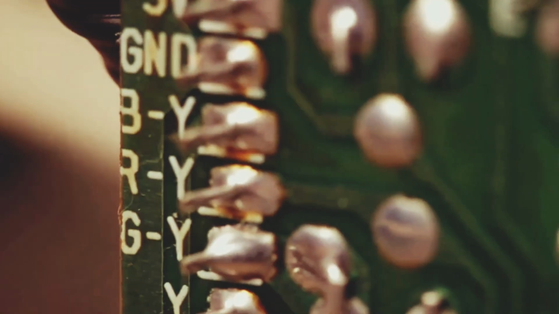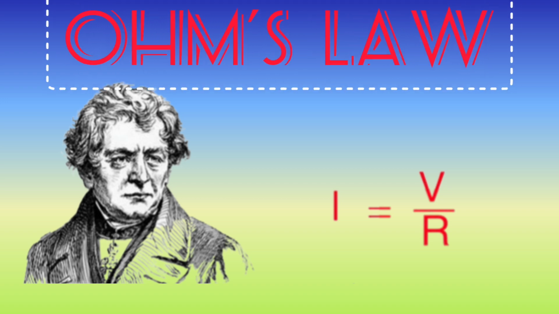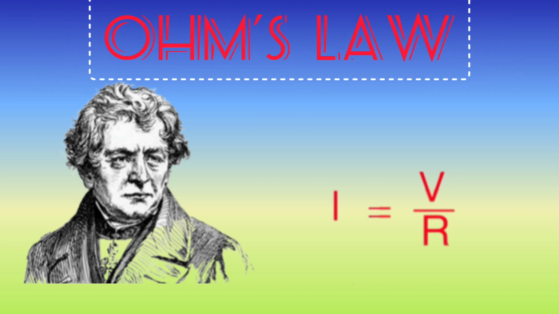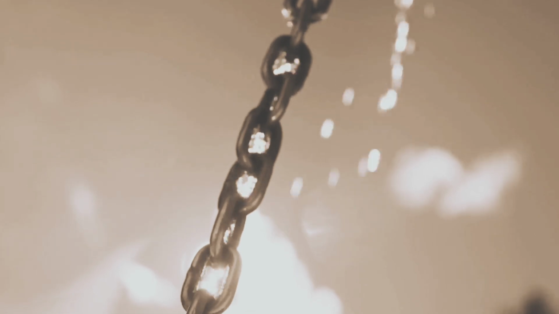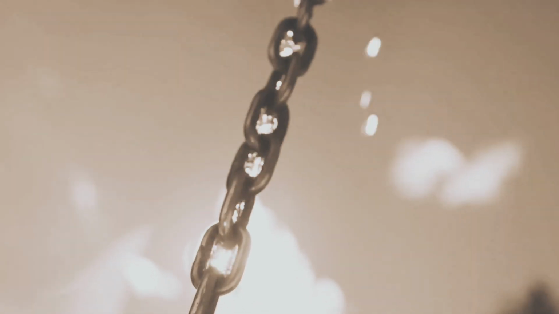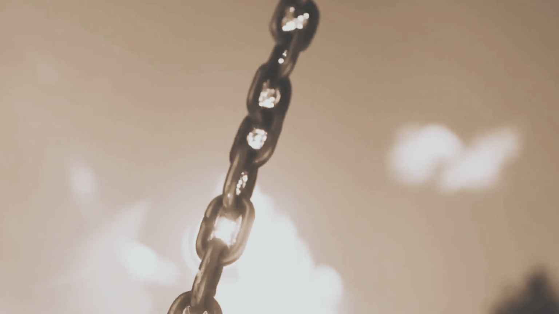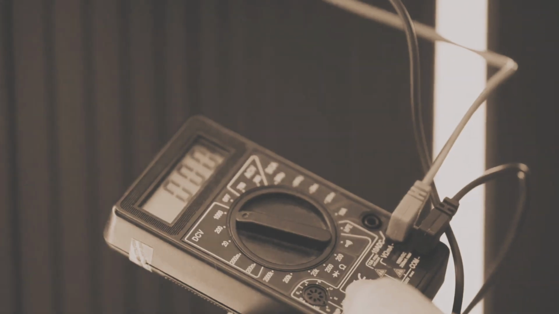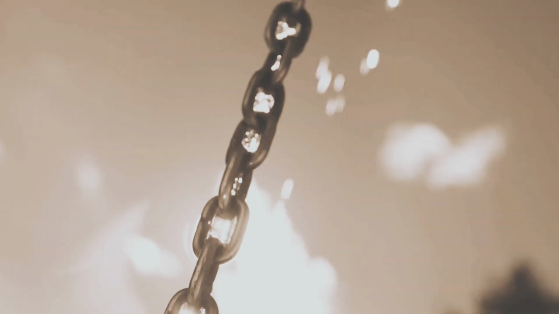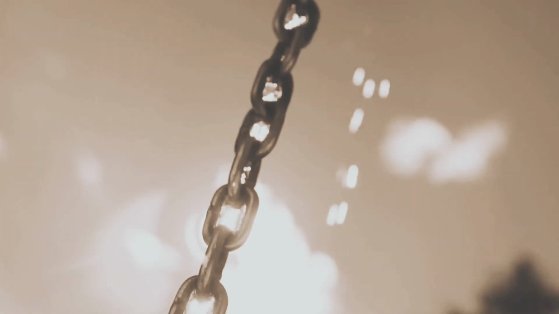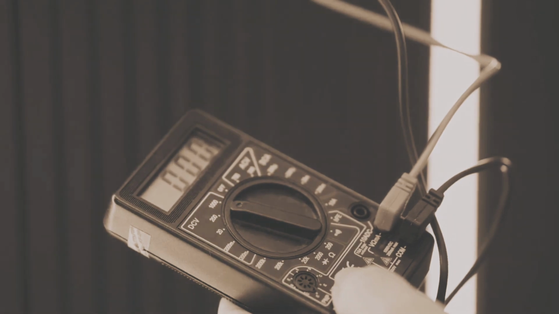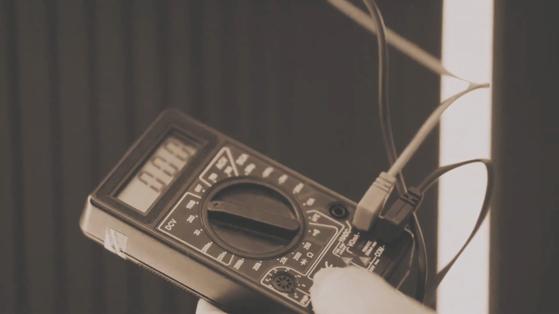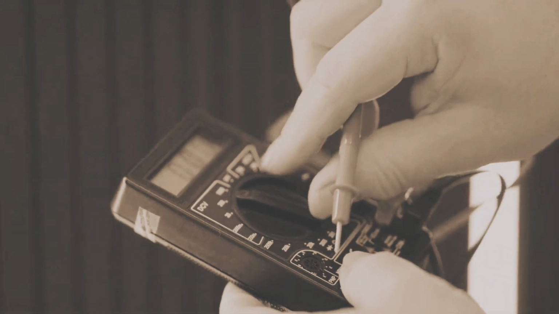Now, all of this talk about flow and direction brings us to a fundamental law in the world of electricity: Ohm's law. Named after the German physicist Georg Ohm, it's a rule that helps us understand how voltage, current, and resistance are related. Imagine a garden hose. The water pressure is like the voltage, the flow of water is the current, and any blockages in the hose represent resistance. Ohm's law states that the current is directly proportional to the voltage and inversely proportional to the resistance.